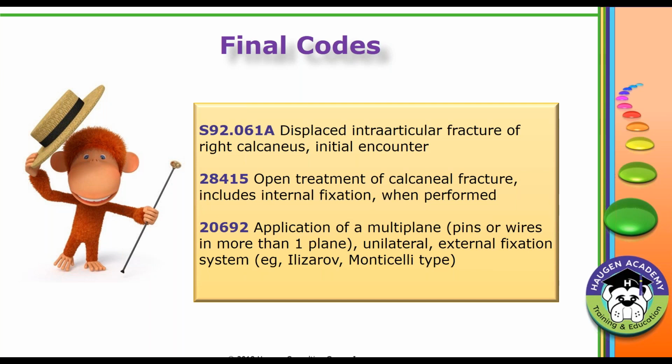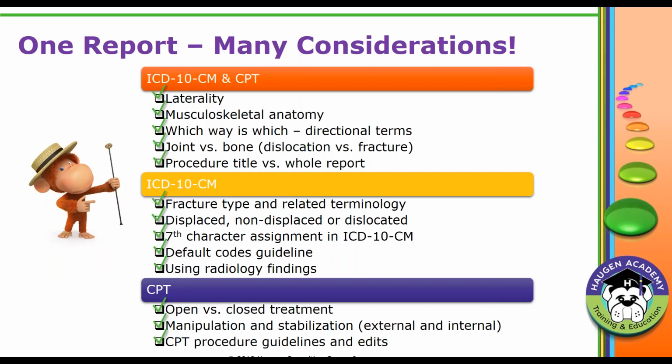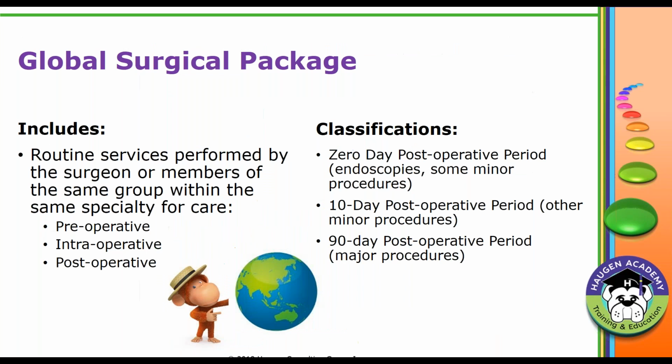And just to bring us back, we have now gone through our complete list. We used our radiology findings on our default codes guideline and then applied our NCCI edit knowledge and procedure guidelines to pick our CPT codes. So all of that for that short op report. But we know that this patient's care probably is not complete with just this surgery. So let's look at some considerations for billing surgery and surgical care.